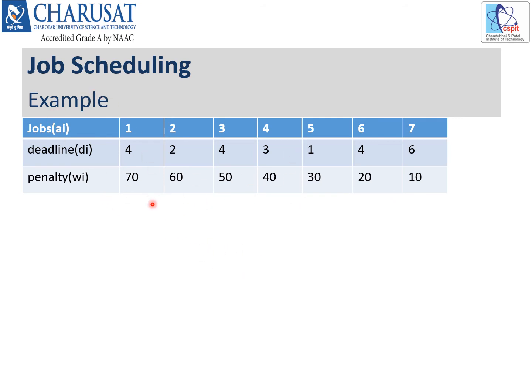Okay, so now we will solve this problem. So first we have to sort the jobs in decreasing order by penalty. So what we will think is that if I'm executing the job with the maximum penalty first, at the end it might be possible that total penalty would be minimized.